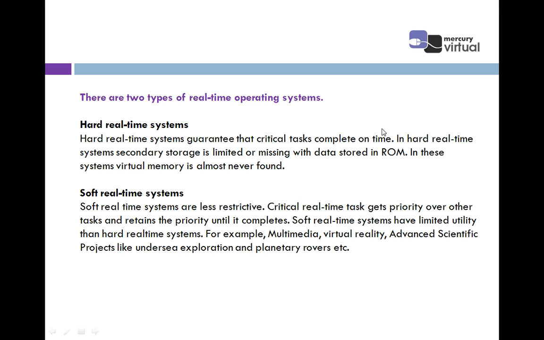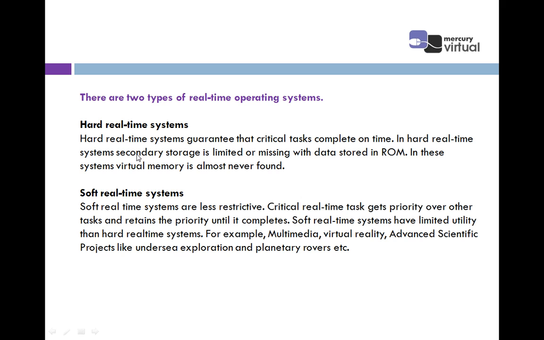There are two types of real-time operating system. These are the categories: one is the hard real-time system, and the other is the soft real-time system. The first one is hard real-time systems. Hard real-time systems guarantee that a critical task is completed on time. A critical task is a major task which I have to complete; it is mandatory to complete it on time.